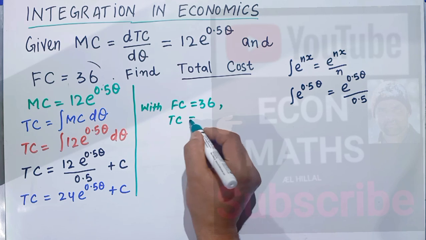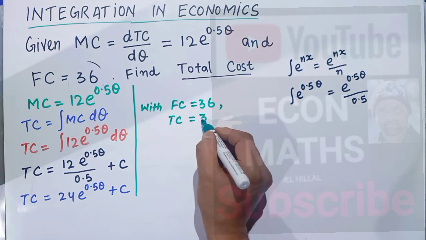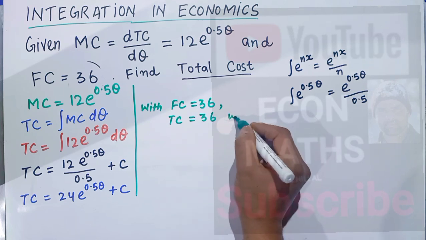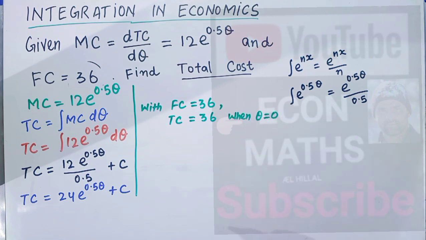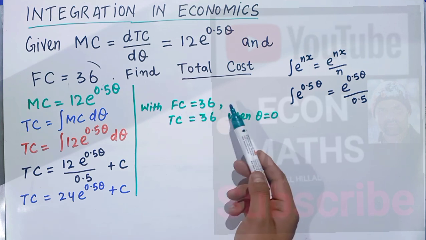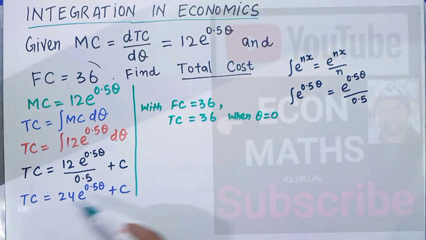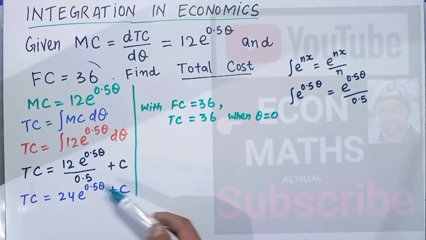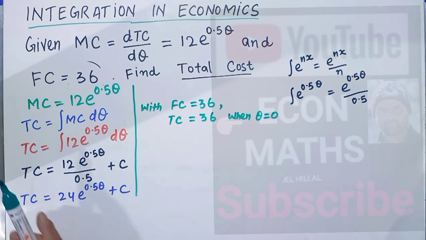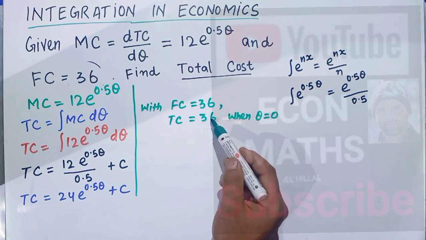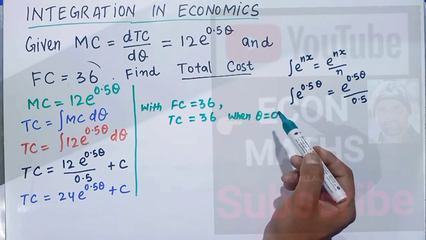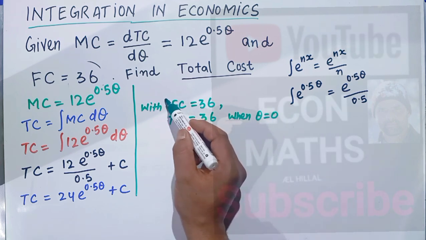When fixed cost is equal to 36, total cost will also be equal to 36 when q is equal to 0. Why? Fixed cost is that very cost which does not depend upon the level of output, when q is equal to 0 here. Simple thing: when fixed cost is 36, total cost will be equal to 36 when output produced is equal to 0.